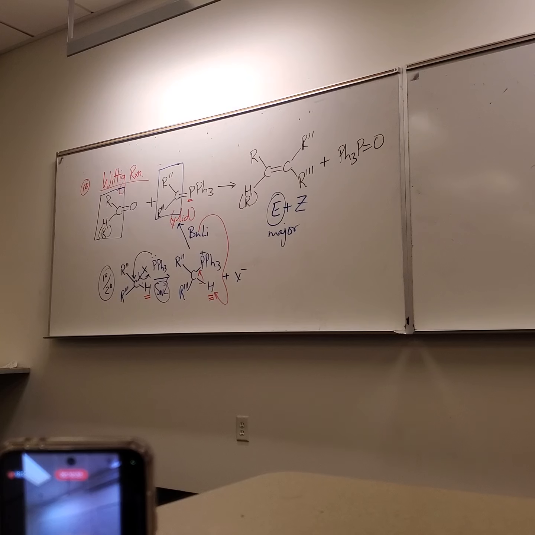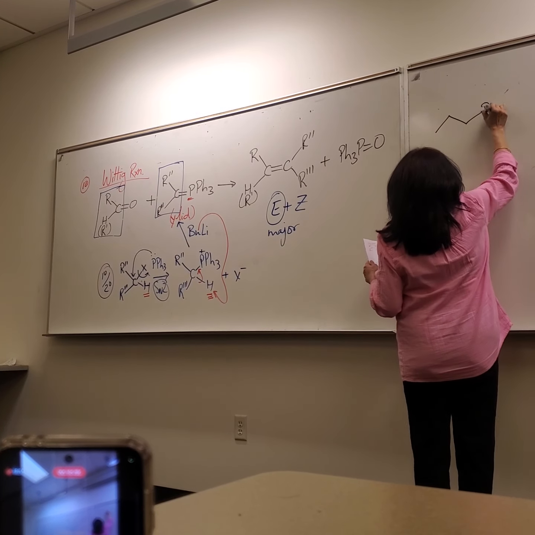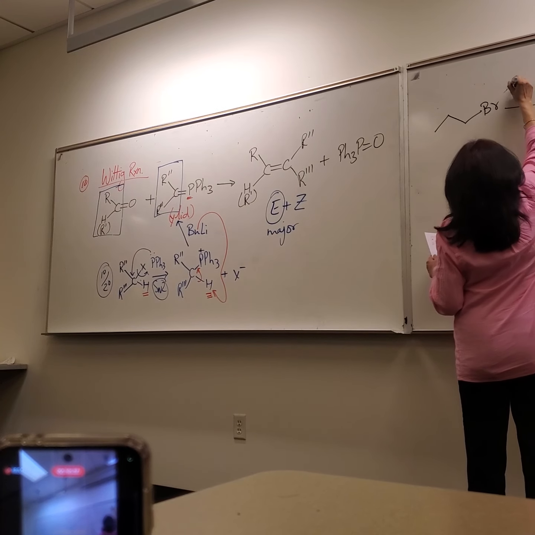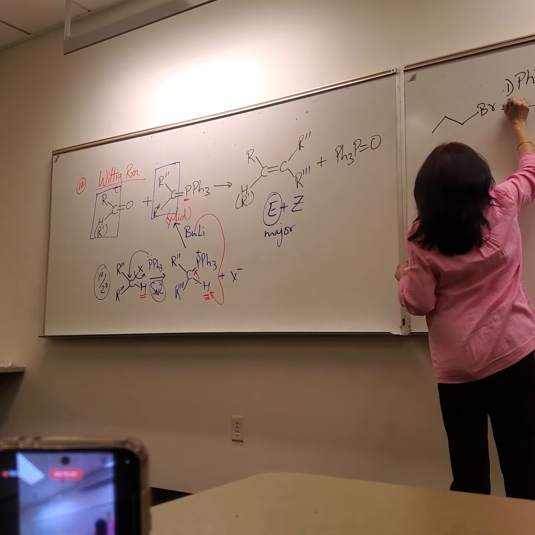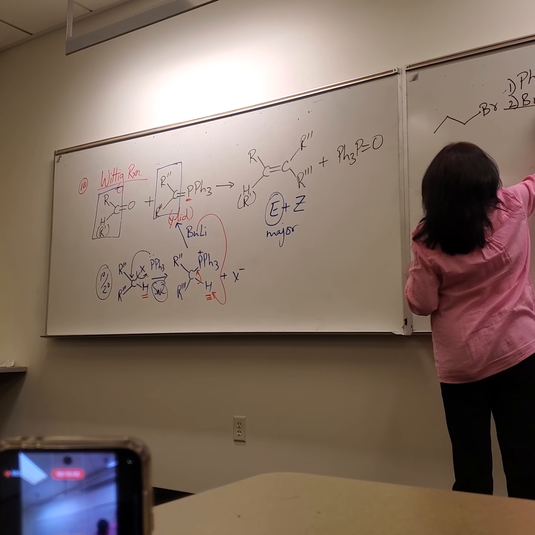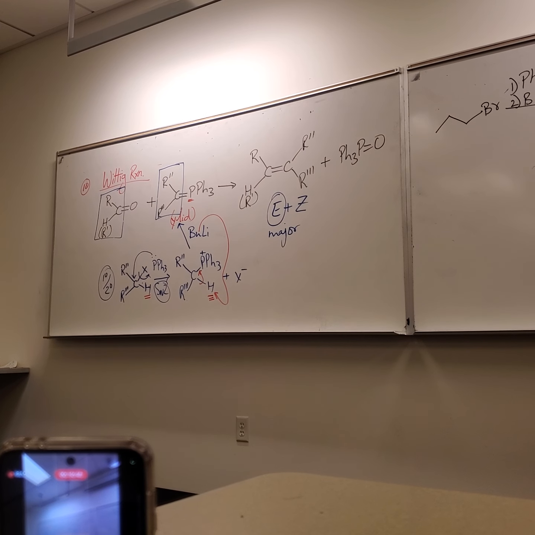Okay, let's try this out. No mechanisms needed here, just the reaction. So we are starting with an alkyl halide, and I'm going to react it with triphenylphosphine followed by butyl lithium. What will that create? And once you got this, what will be the product?